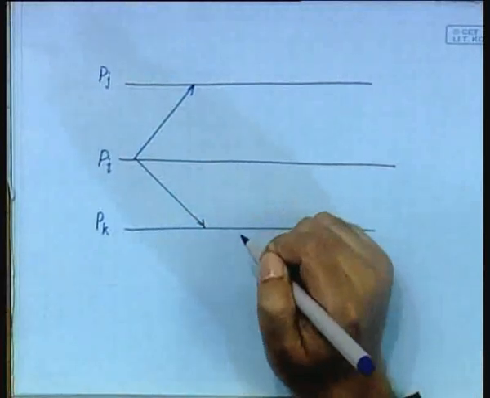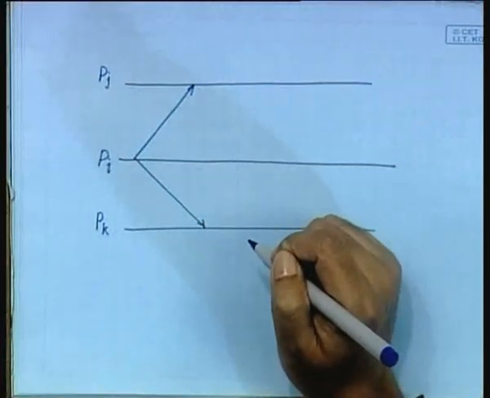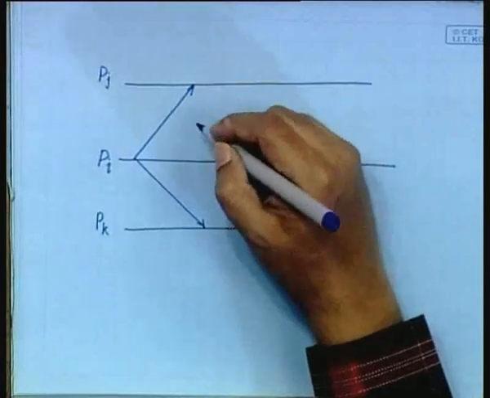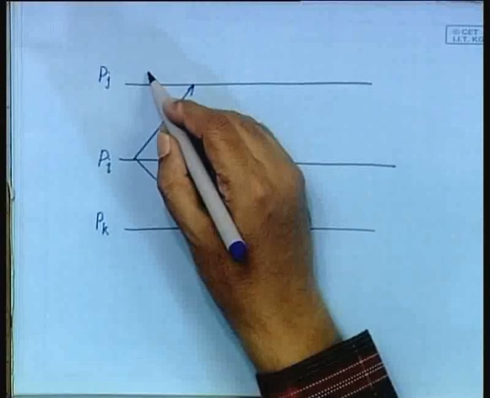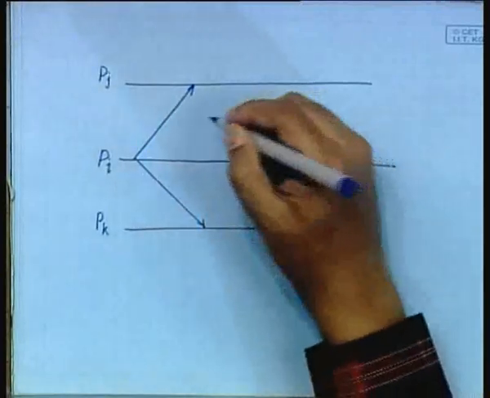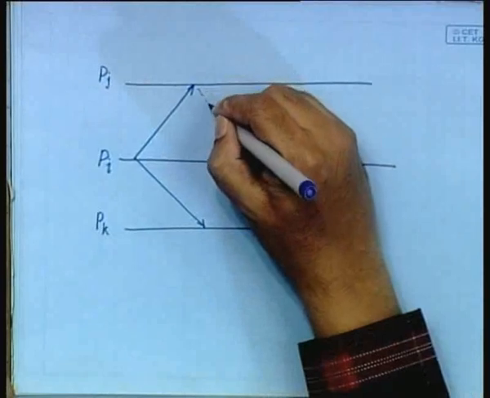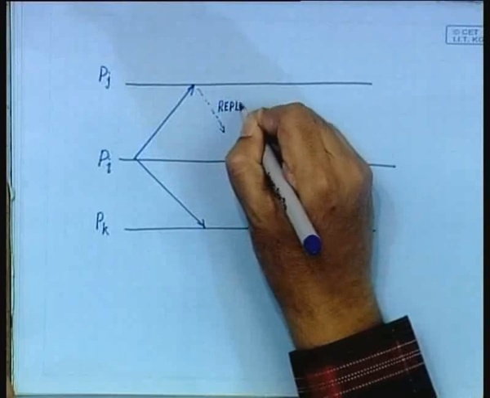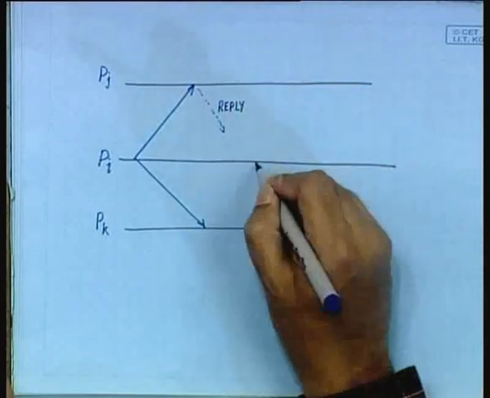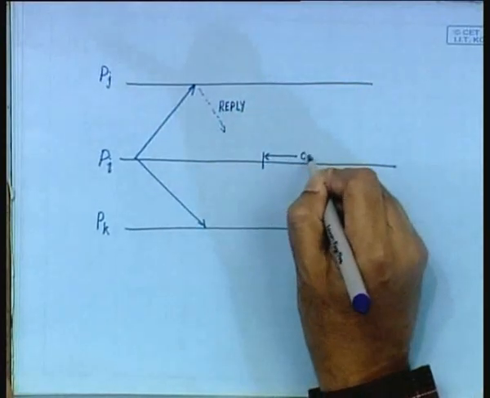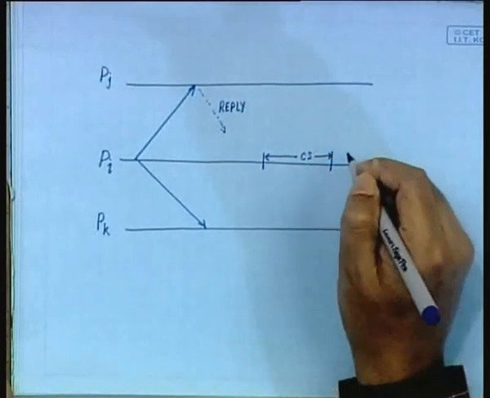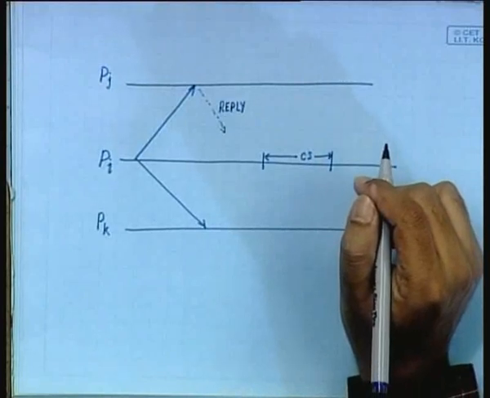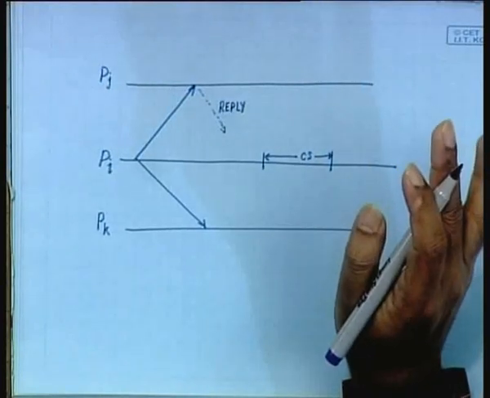Then Pj will send a reply, provided that Pj does not have a lower timestamp request. Yes. So then Pj will send a reply. Right. Then after Pi completes the critical section operation, no, there are no release messages here. There is only request and reply. There is no release message.